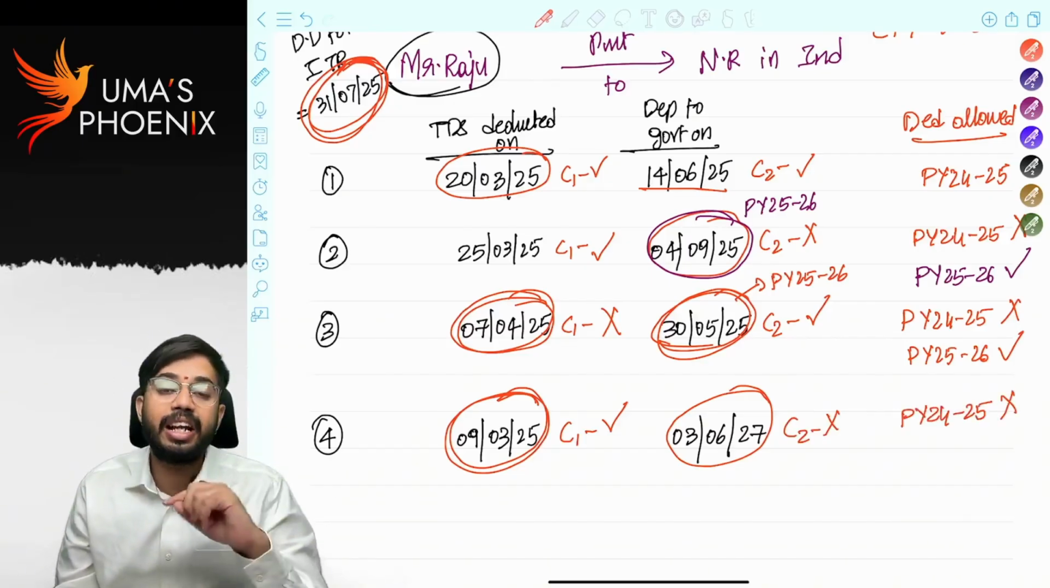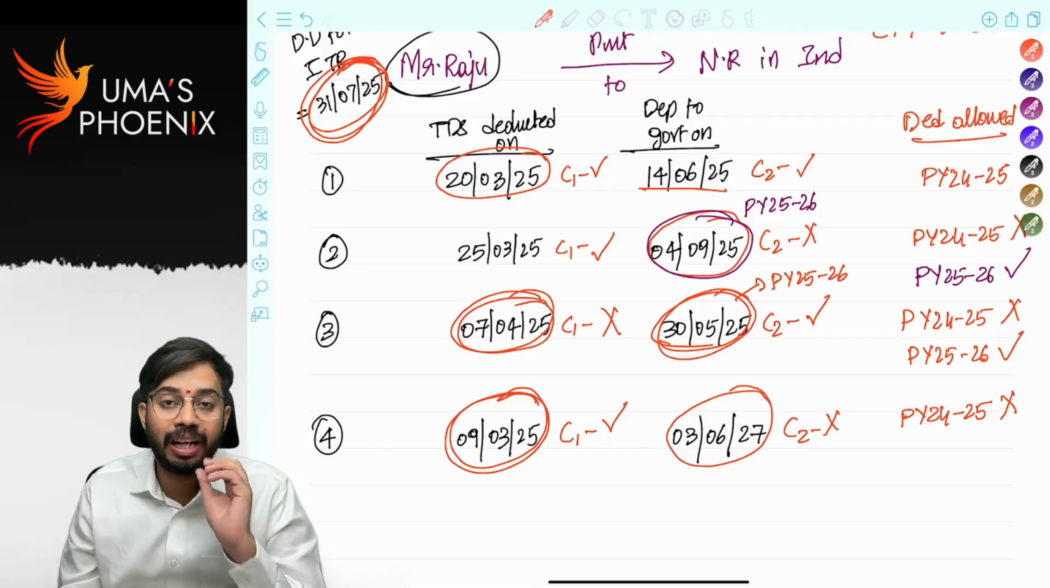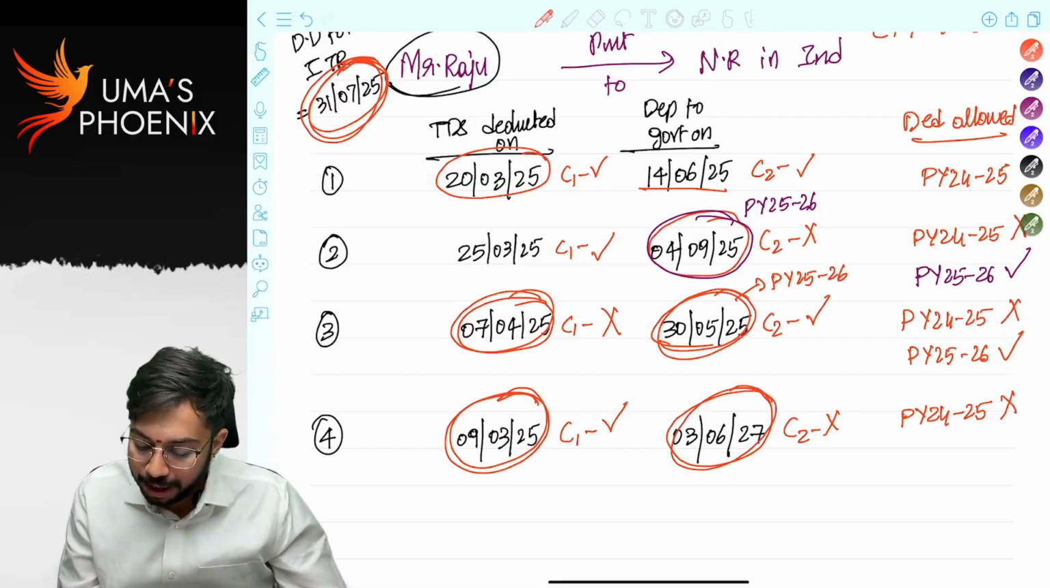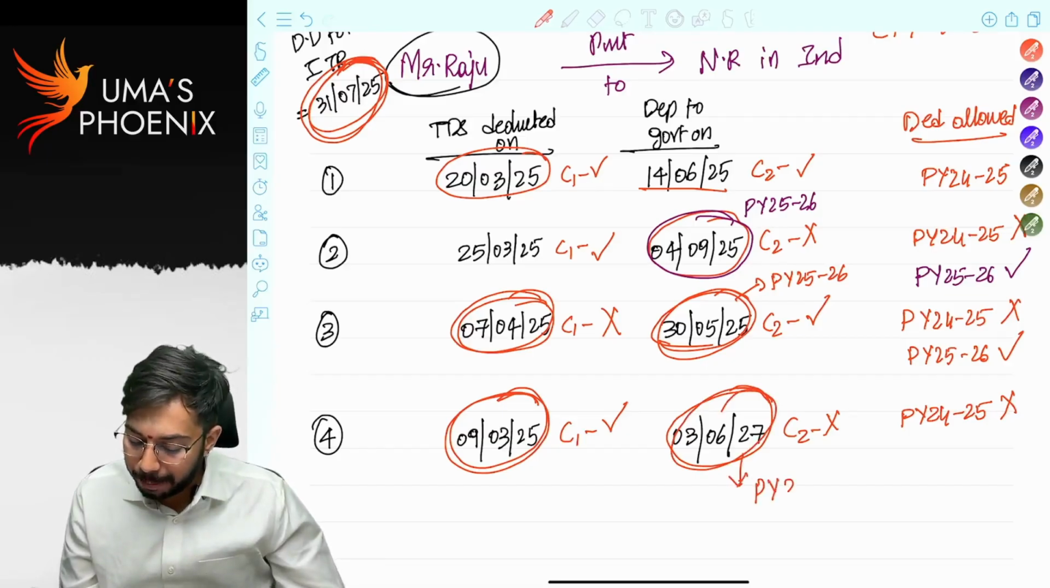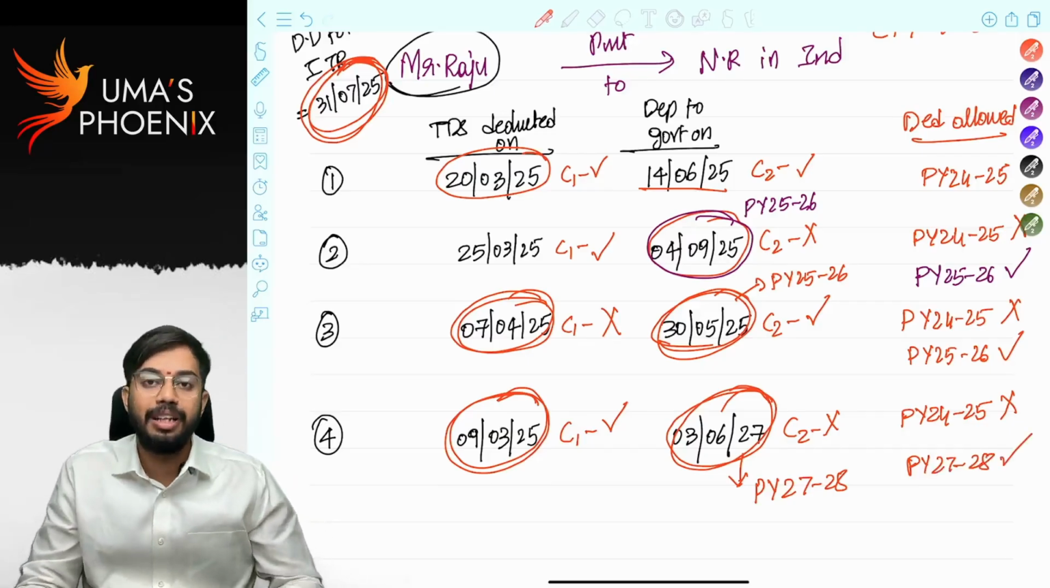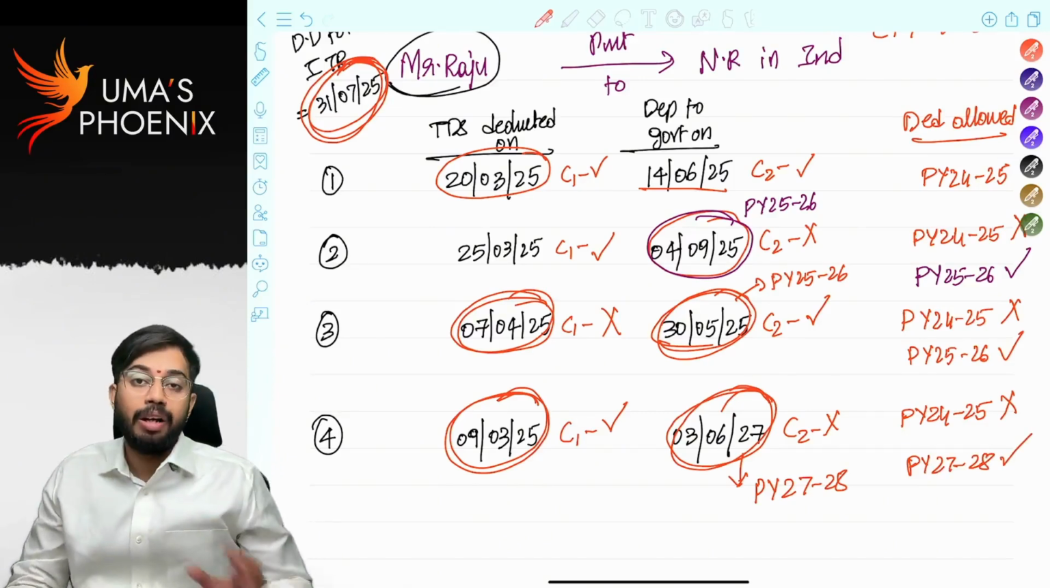Sir, again when is deduction allowed? Deduction is allowed in the year in which it is actually paid to the government. When was TDS actually paid to the government? TDS was actually paid to the government in previous year 27-28. So in previous year 27-28, this will be allowed as deduction. Now hope you got clarity.